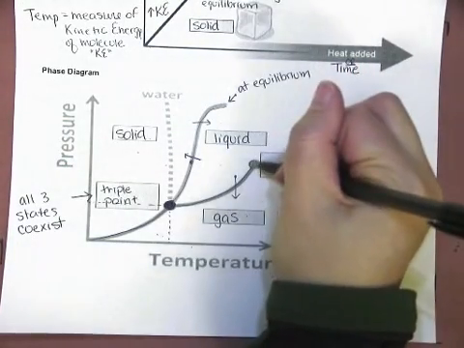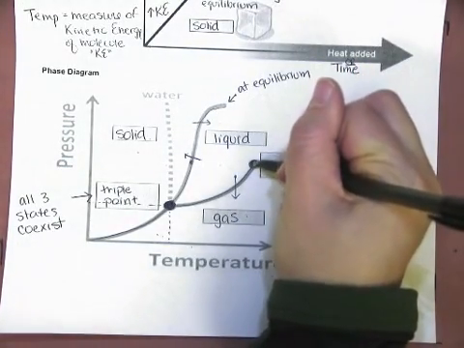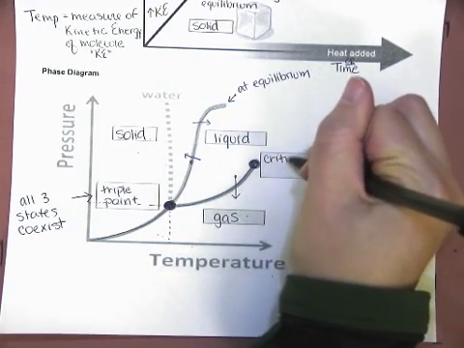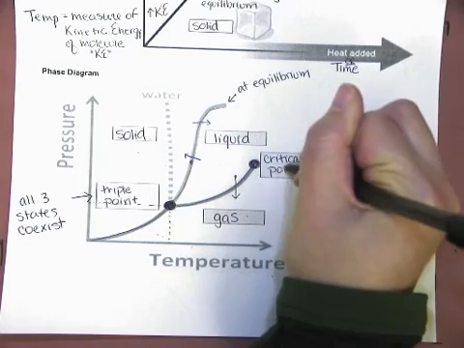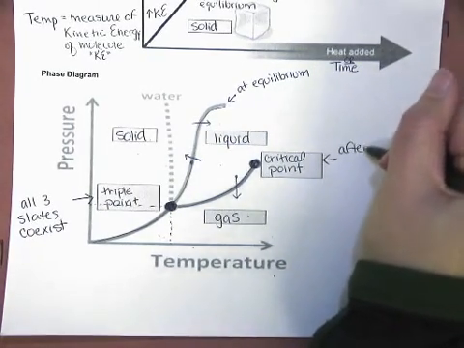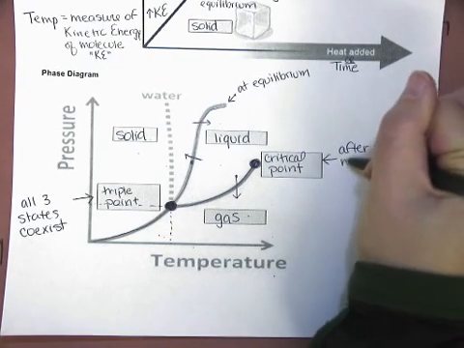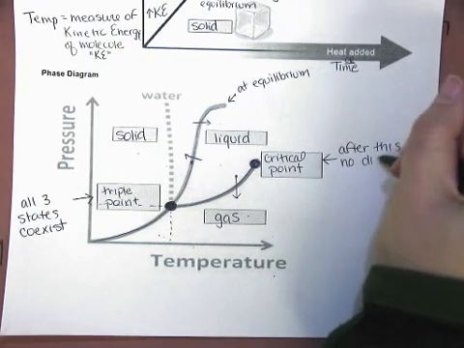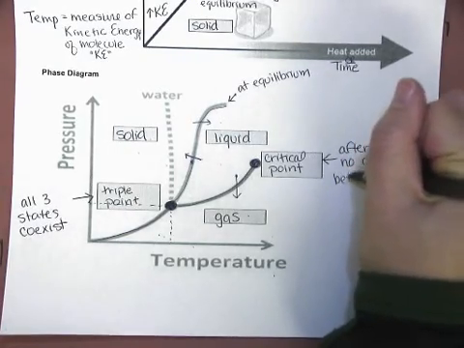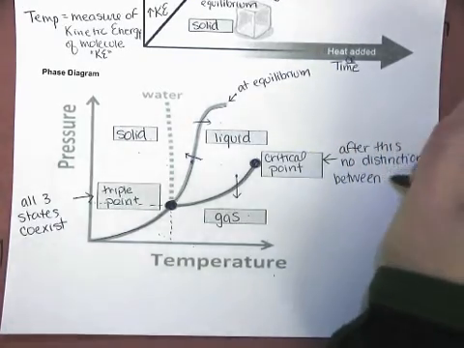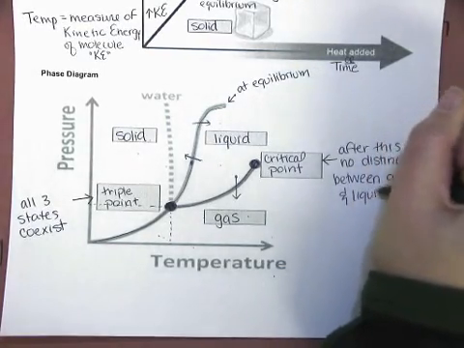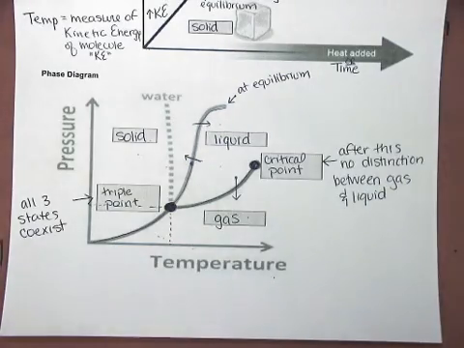My other point is my one at the end of my gas-liquid equilibrium line. And this is called the critical point. After this point, there's no longer a distinction between a gas and a liquid. So we can't turn one back into the other.